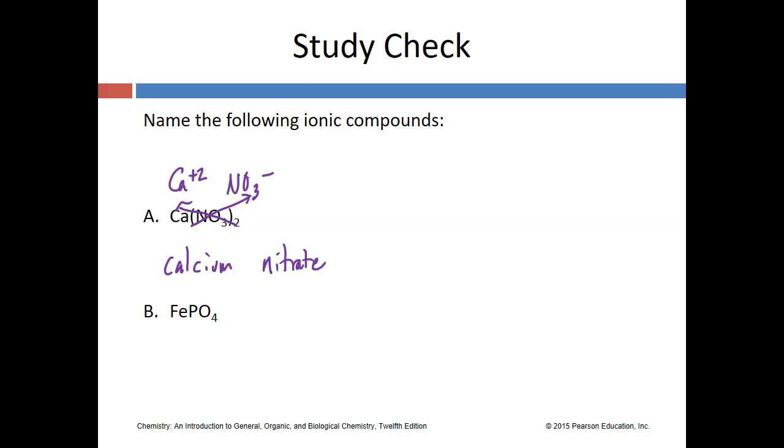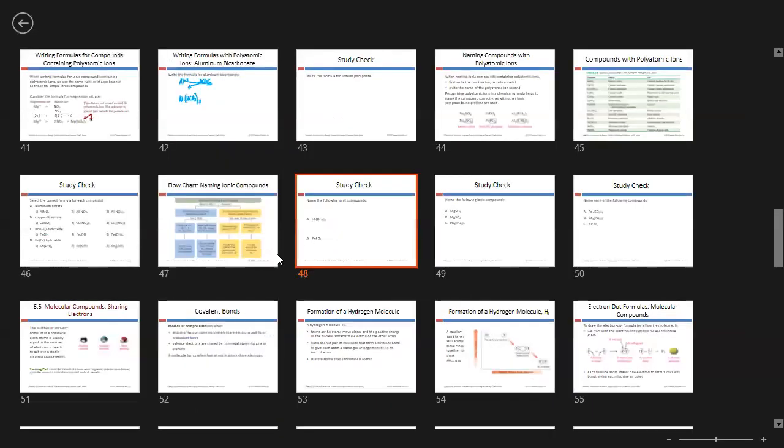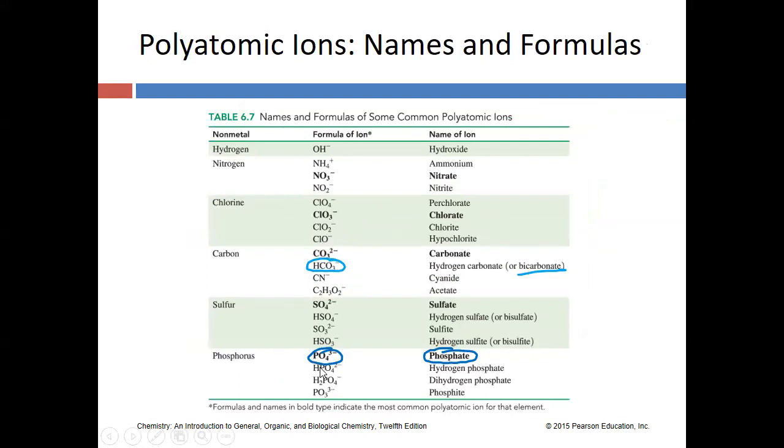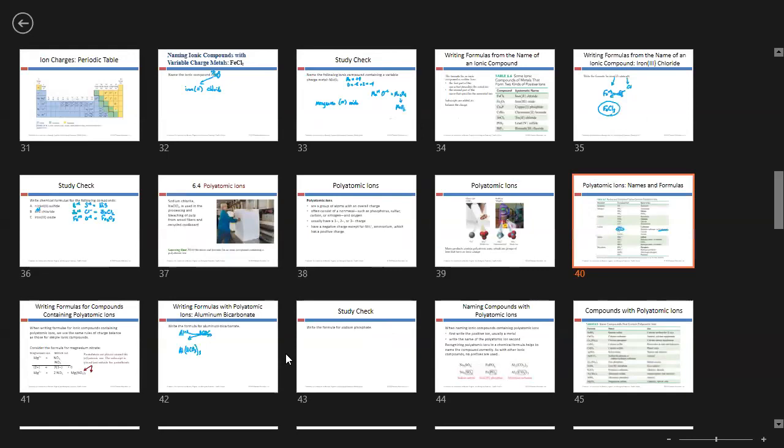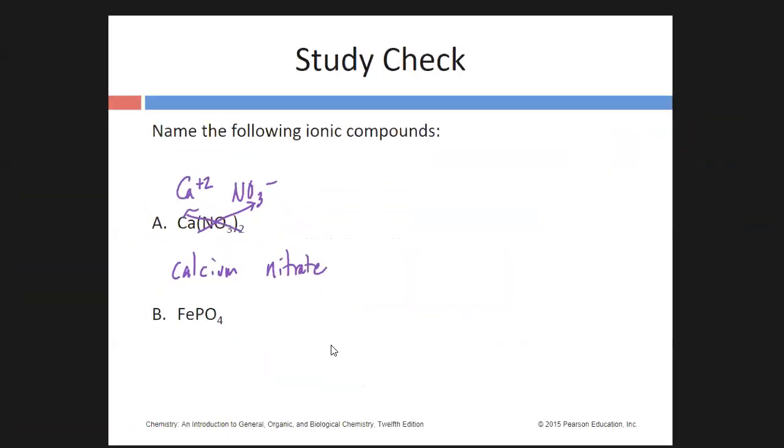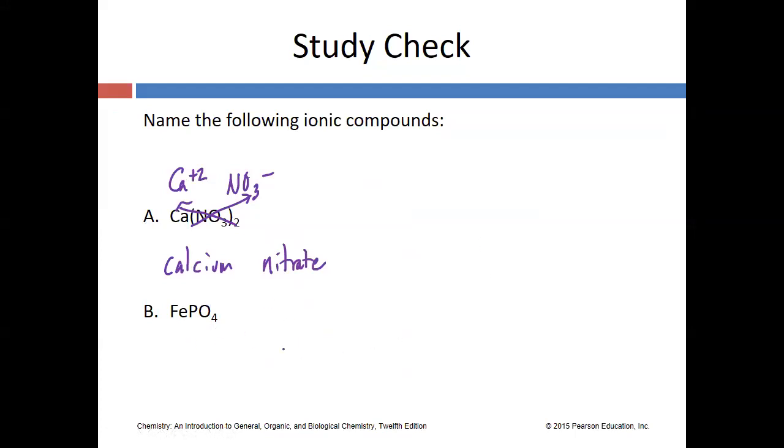For letter B, it's a little bit more complicated. Another way that we can approach these, since we have the sheet, is we can just go searching for the value. So phosphate, if I go up to phosphorus, I'm going to see that phosphate here is PO4 -3. So PO4 is the ion that we saw in the compound. So we know it's phosphate, and we know it was PO4 -3.